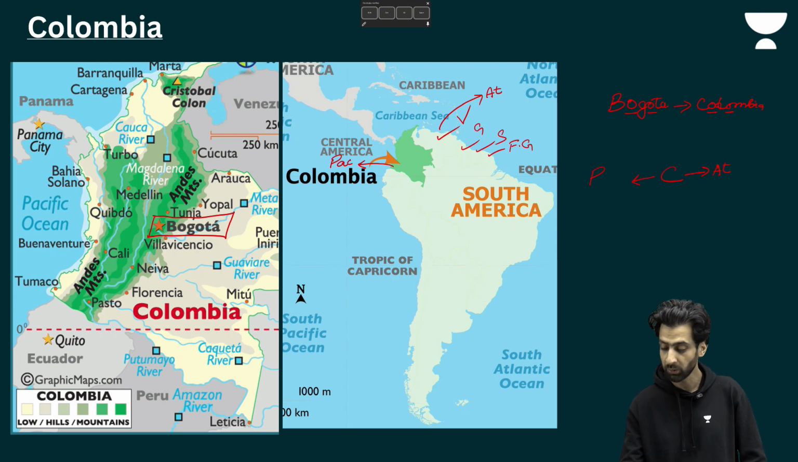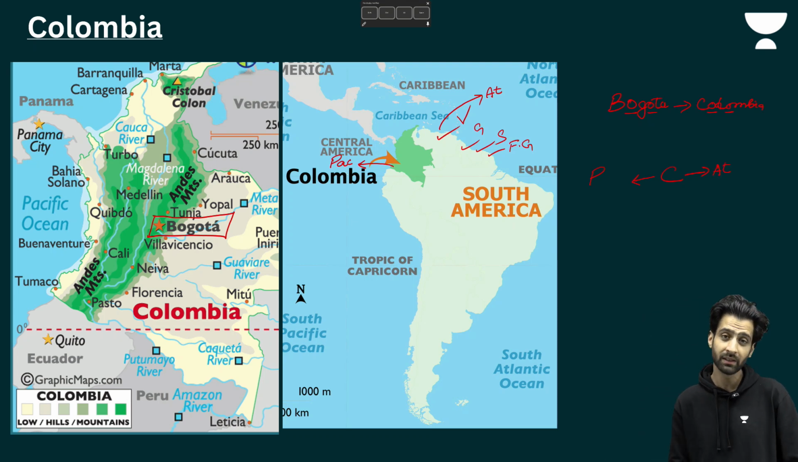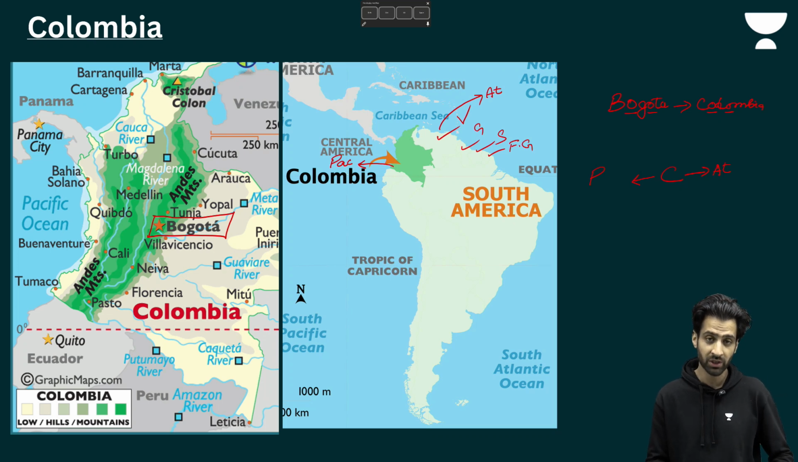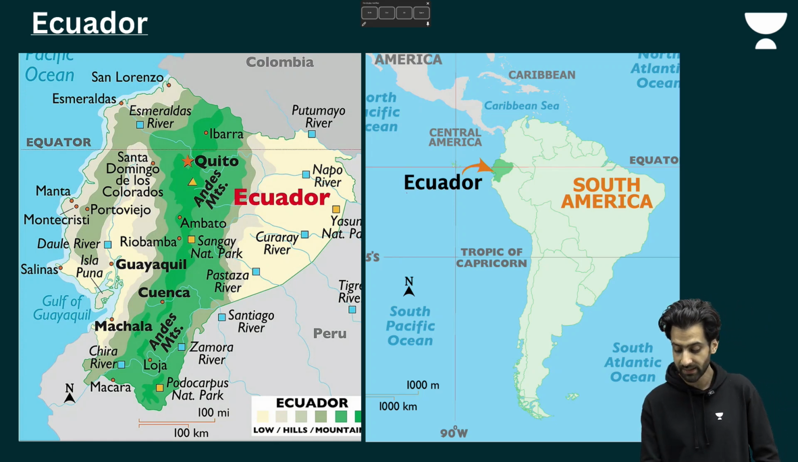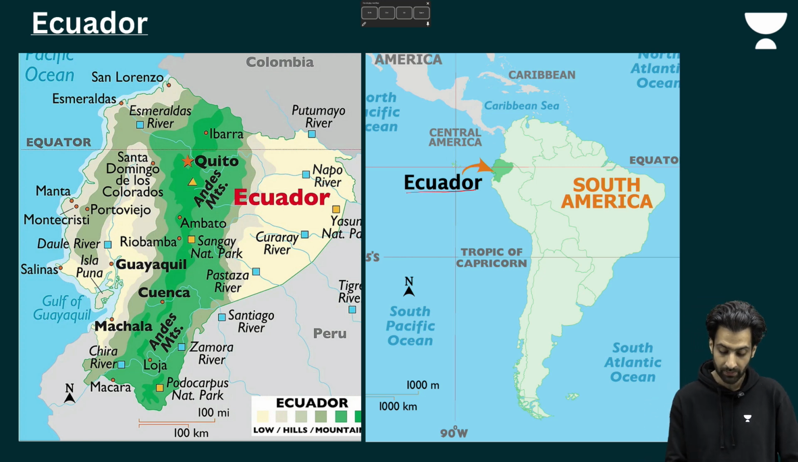This is very important. You might get asked, name the country in South America which shares a border with both the Pacific Ocean as well as the Atlantic Ocean. So you should be able to answer it is Colombia. Now, going to our next country, that is Ecuador. Ecuador, and its capital is Quito, Quito.